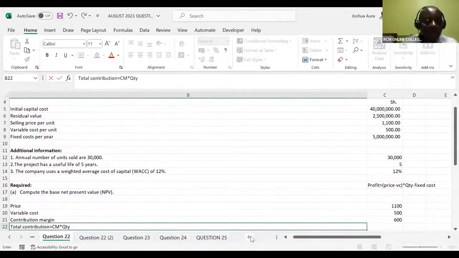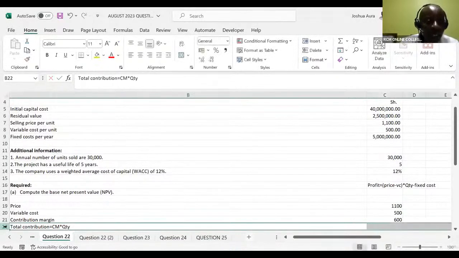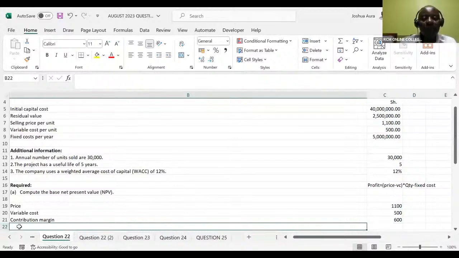Now, ladies and gentlemen, I would want to go back a little bit here and add a new row. So I'll say Control Shift, add. I just want to insert quantity here.